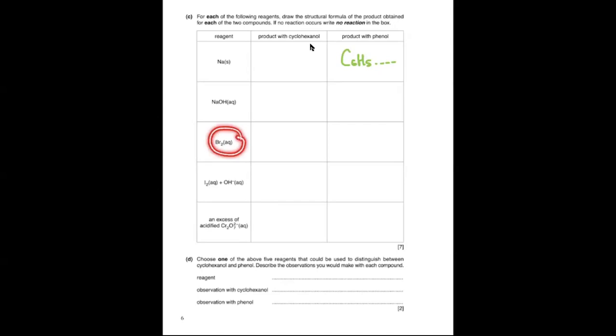Okay, bromine on its own, will it react with cyclohexanol? Will it react with phenol? So you have to refer back to your notes, right? If there is no condition mentioned, that means there is no other condition apart from aqueous bromine on its own. Iodine plus sodium hydroxide is your iodoform reaction from AS.